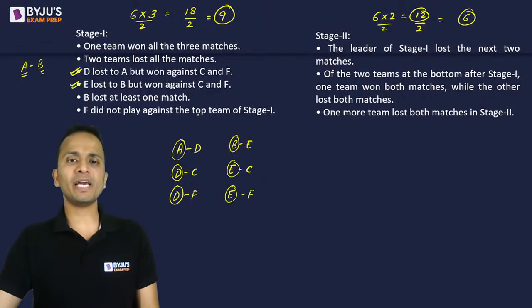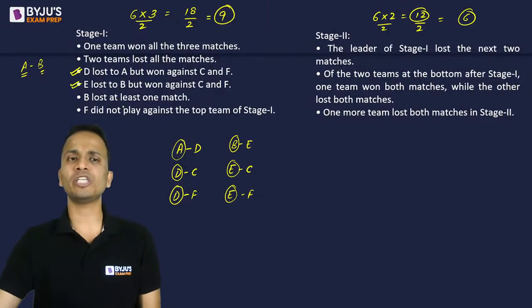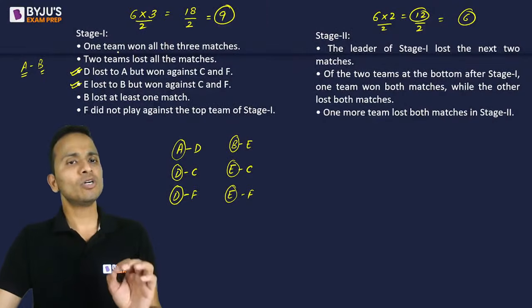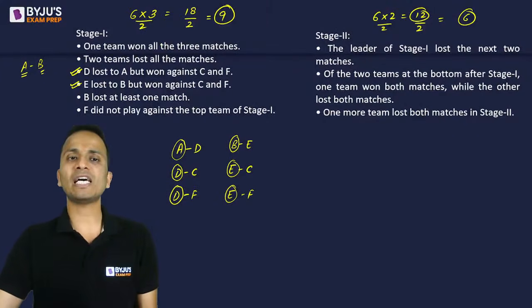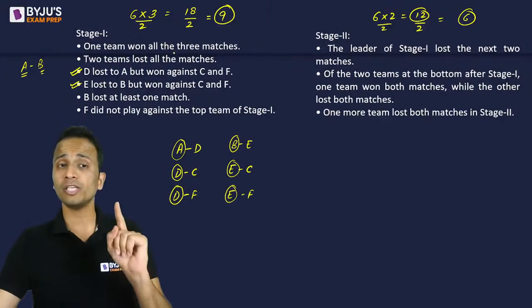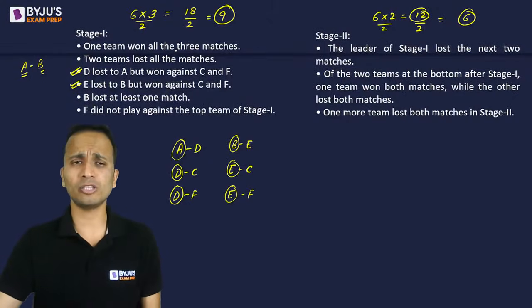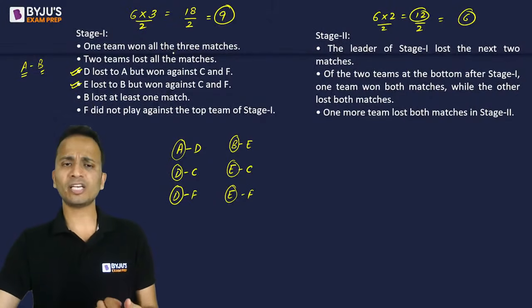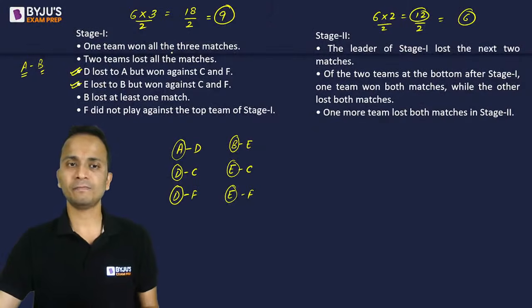F did not play against the top team of stage 1. Fine. So I'm unable to fetch any concrete information from the last 2 statements. So I'll again go back to the first statement and we'll find out who is this team which has won all the 3 matches. So there is only one team which has won all the 3 matches. Now let's check which team it can be.